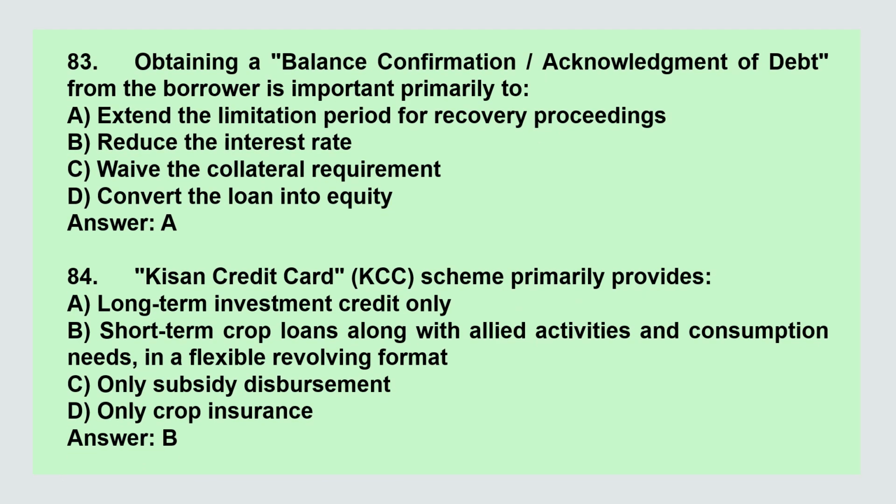A balance confirmation or acknowledgement of debt from the borrower is important primarily to answer A, extend the limitation period for recovery proceedings. Kisan Credit Card scheme primarily provides answer B, short-term crop loans along with allied activities and consumption needs in a flexible revolving format.